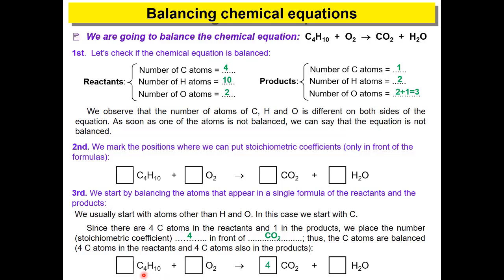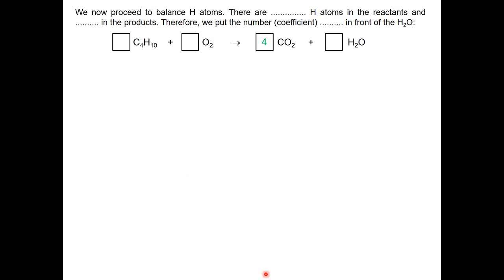Four carbon atoms in the reactants and 4 carbon atoms in the products. So we can say that carbon atoms are balanced. Read the following text and try to fill in the gaps.